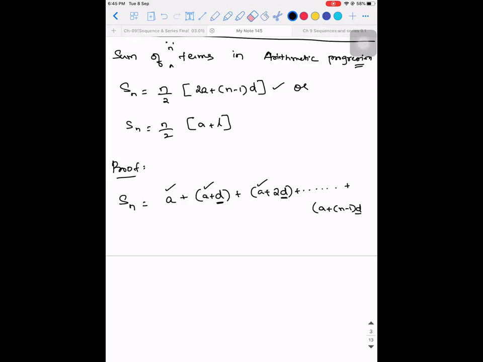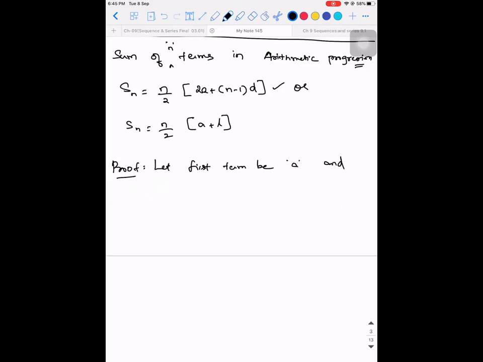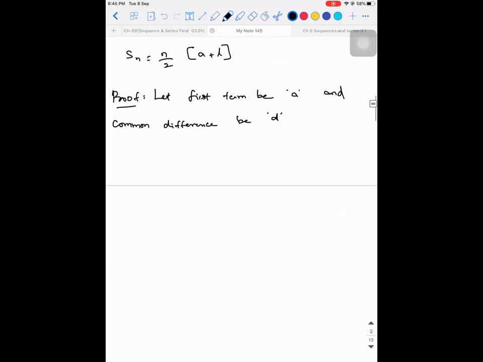Now what we will do is, listen to me. Let first term be a and common difference be d. Okay. Sum of n terms is going to be a plus, second term is a plus d, third term is a plus 2d, plus so on. What will be the nth term? a plus n minus 1 into d.